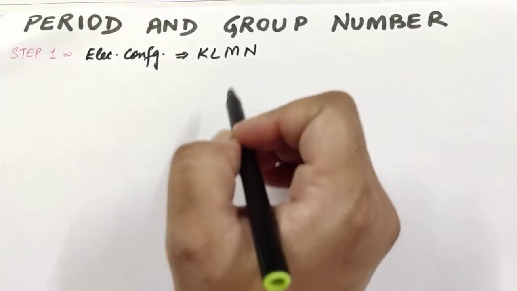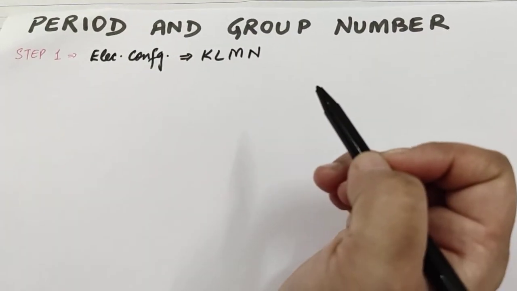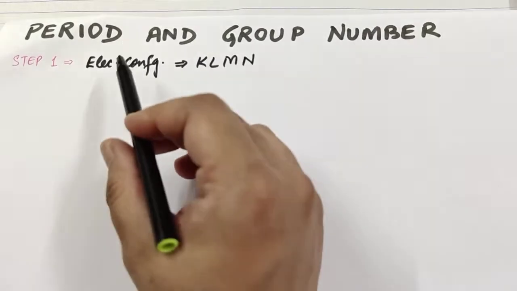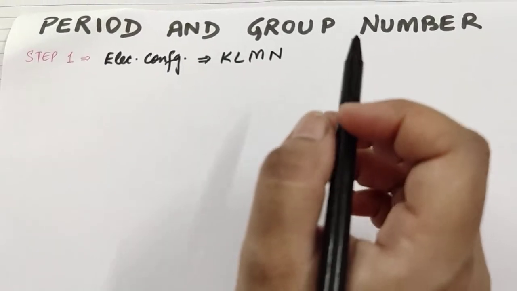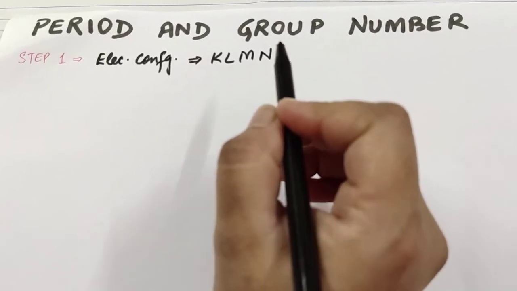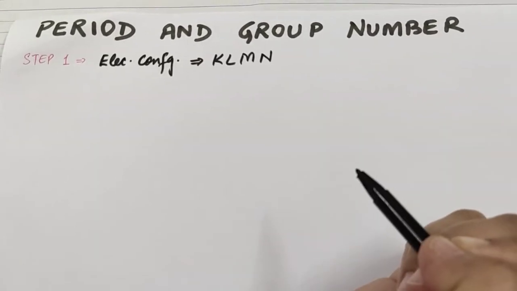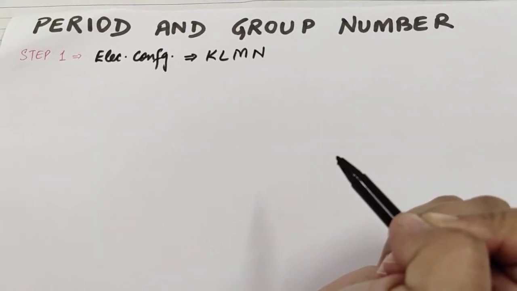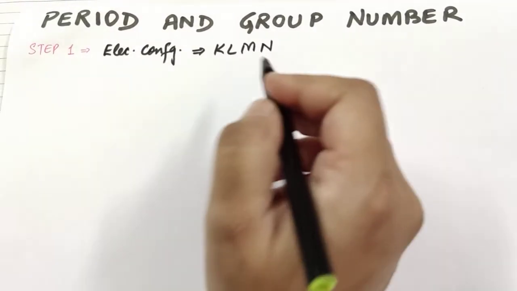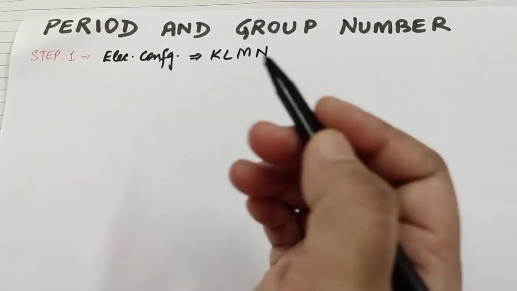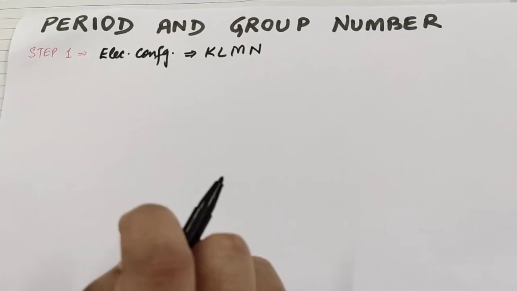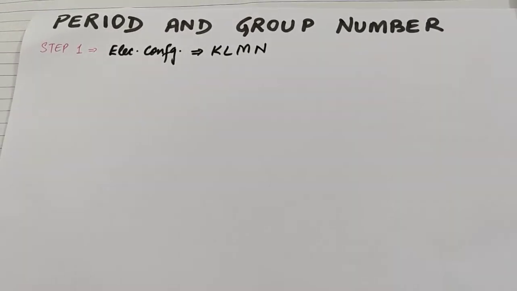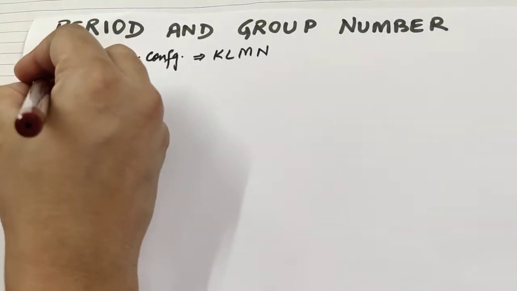One more important thing to note over here is that you will be able to write the correct electronic configuration in KLMN format only if you know the atomic number of that particular element, right? Because we all know that the atomic number of any element is equal to the number of electrons present in that element. Okay, then coming over to the second step.